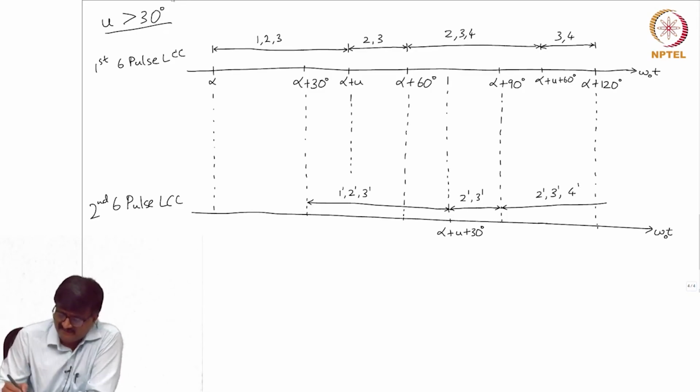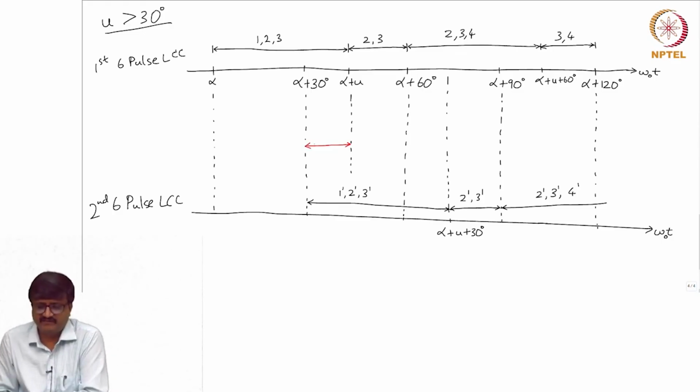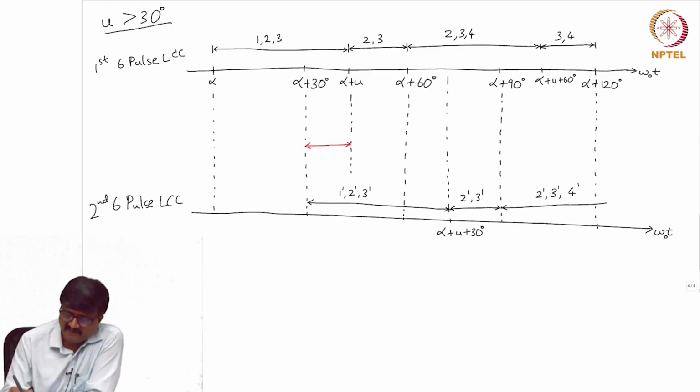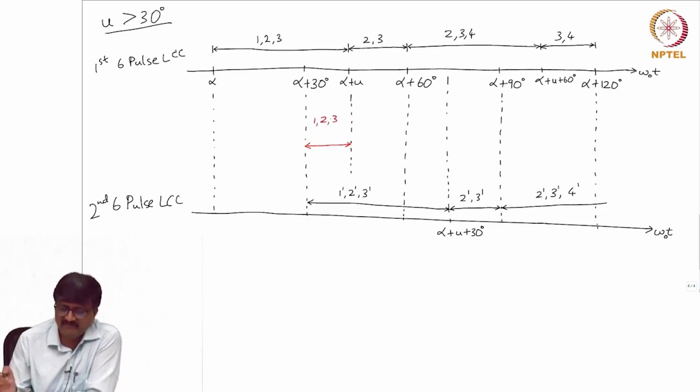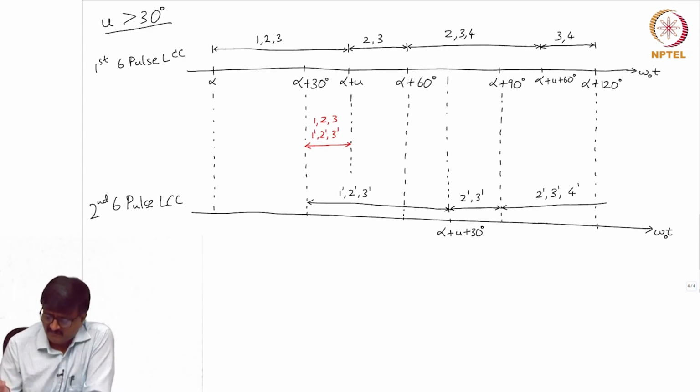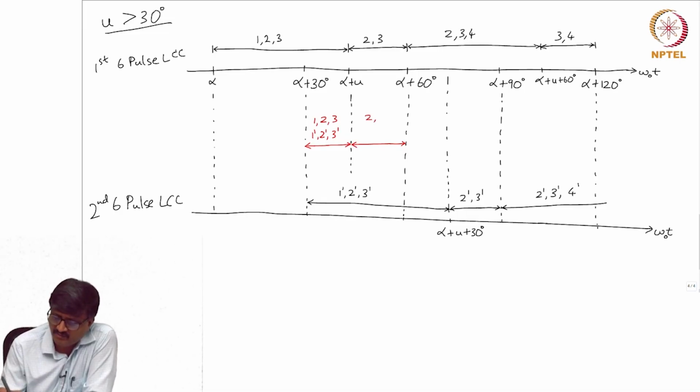Now, again let us take this duration alpha plus 30 degrees to alpha plus u. So, the valves that conduct are 1, 2, 3 from the first 6 pulse LCC, 1 prime, 2 prime, 3 prime from the second 6 pulse LCC. Then from alpha plus u to alpha plus 60 degrees, it is 2, 3 and 1 prime, 2 prime, 3 prime.